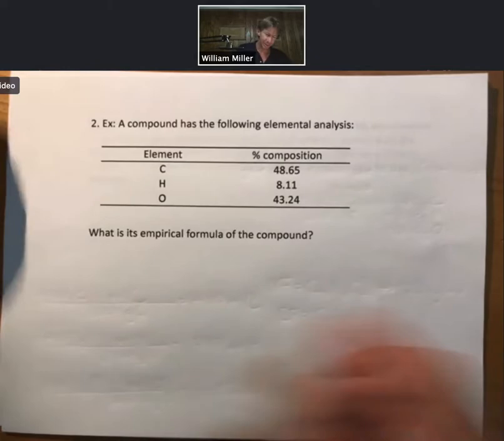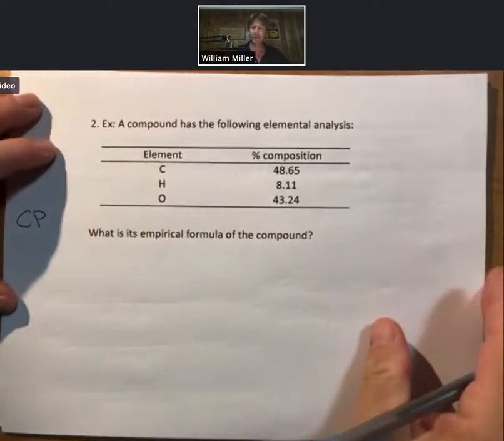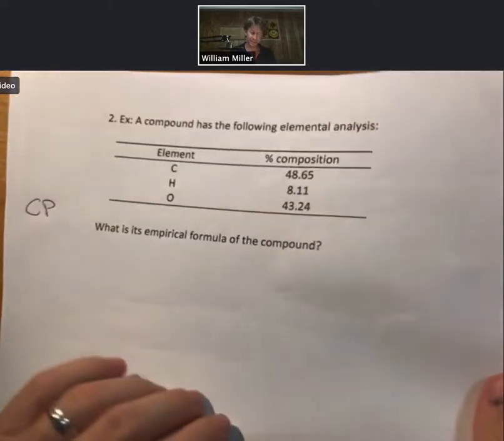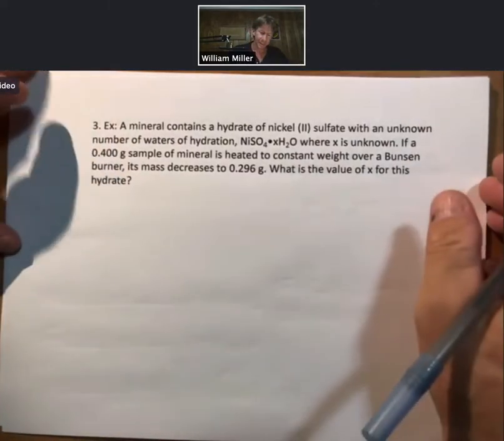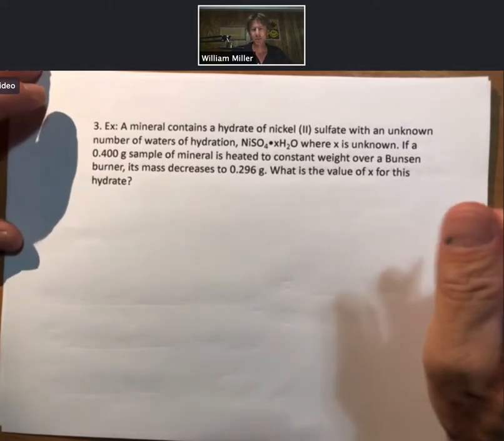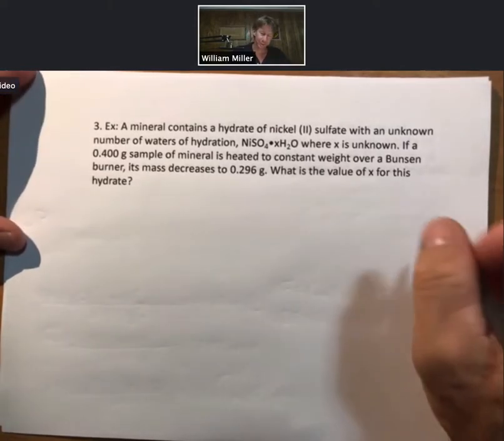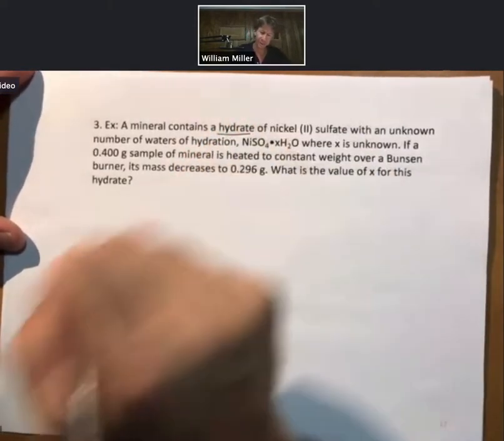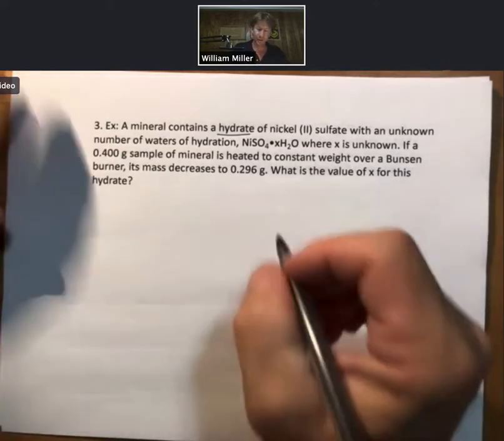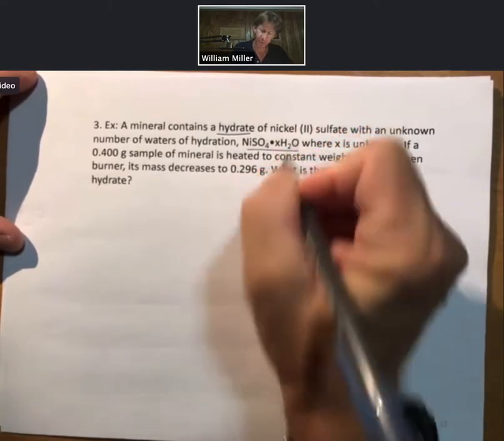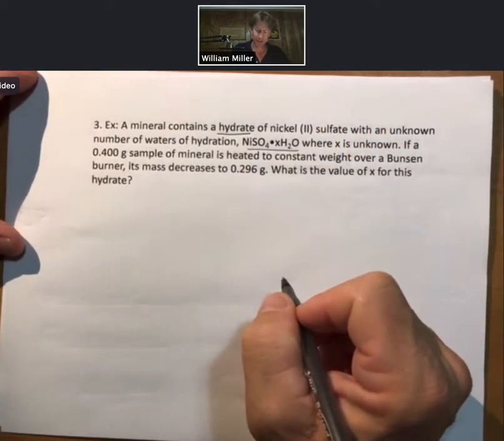On the next page, we have a companion problem. So look for the answer key in the learning management system. Very similar, good practice. There are a couple different kinds of problems that are related to the one we just worked. This one is called a hydrate problem. A mineral contains a hydrate of nickel 2 sulfate with an unknown number of waters of hydration. We'll talk more about these, but for now, here is the formula for the hydrate, where X is unknown.